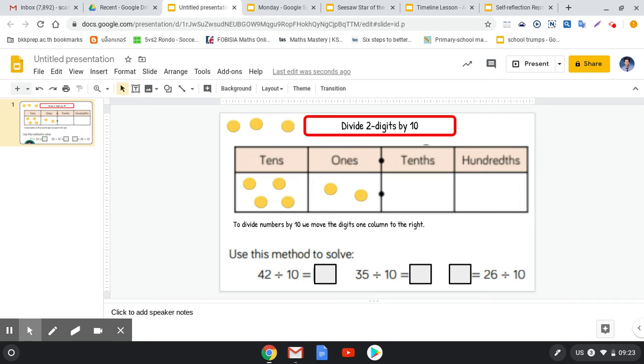So today we're dividing two-digit numbers by 10. And we're going to be using place value charts a little bit more. Let's have a look at this rule down here. It says to divide numbers by 10, we move the digits one column to the right.